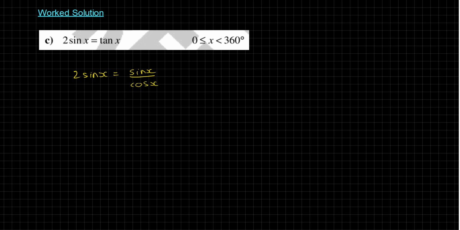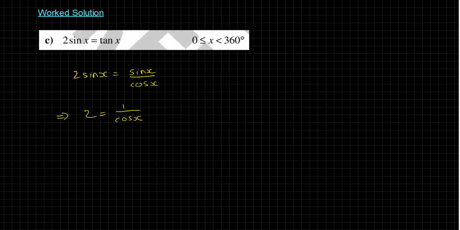So what you might think is the following. You might say, okay, I'm going to remove sine x from both sides, effectively. So we end up with this, 2 equals 1 over cos x. Now that is valid in most scenarios, except for one. So what you need to think is, how are you actually getting from here to here? Well, what we're doing is we're dividing both sides by sine x, right? So 2 sine x divided by sine x gives me 2. Sine x over cos x divided by sine x gives me 1 over cos x.